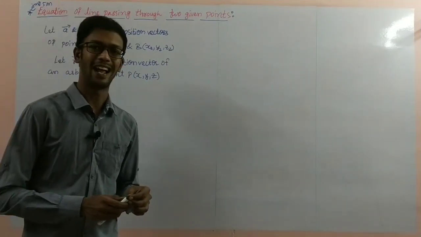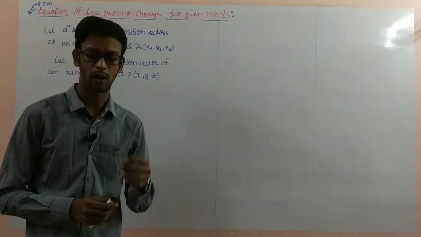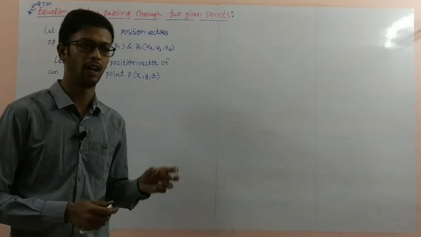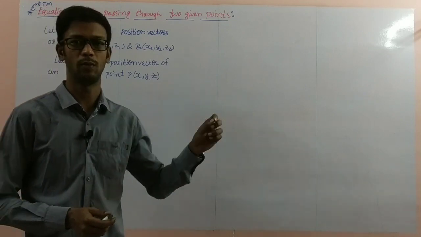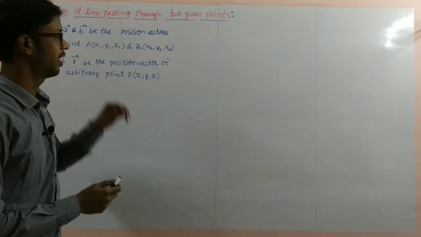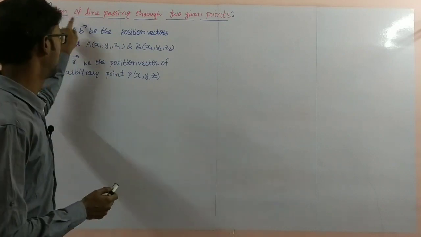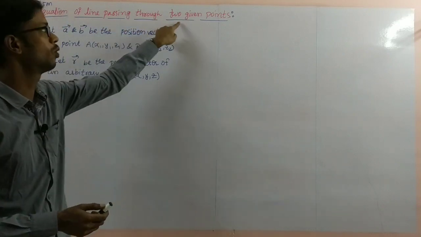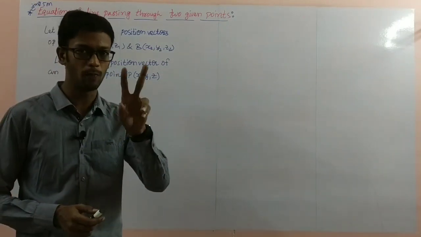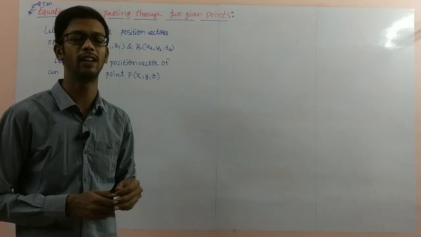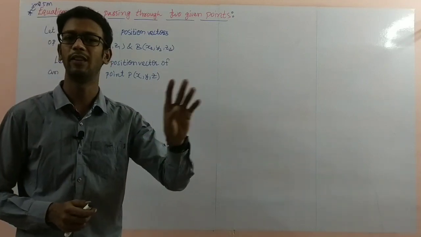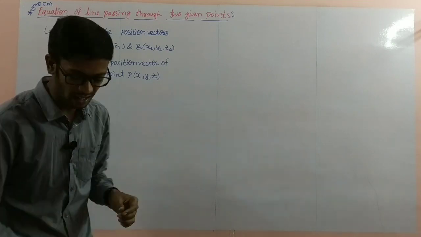Now, the second line equation. I already said there are two types of line equations. One, which we discussed previously, is the equation of a line passing through a point and parallel to a given vector. Now the other is the equation of a line passing through two given points. They'll give the two points, and at that time you have to find the line equation. That is also in the same Cartesian form and vector form.